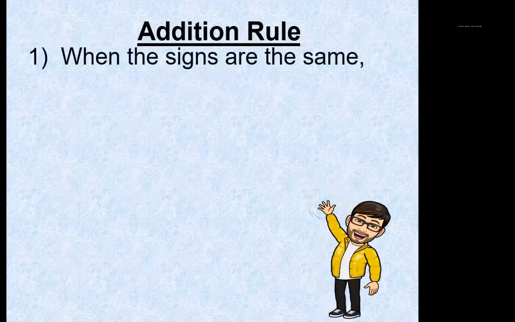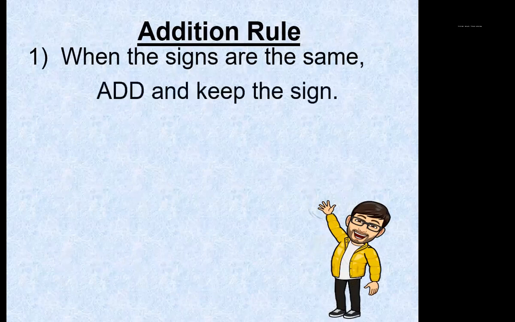Ang addition na natin, when the signs are the same, first rule, when the signs are the same, add and keep the sign. Negative 2 plus negative 4, so add the number, negative 6 pa rin. So negative 6, di ba?